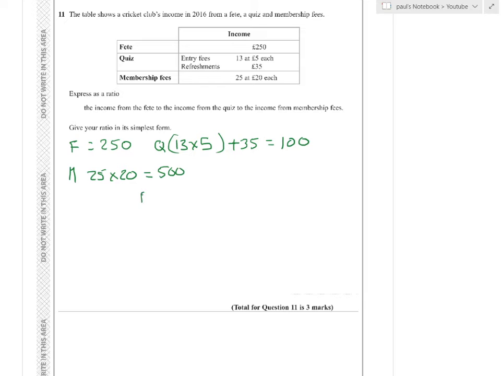So we've got 25 times 20, which is 500. So fete, quiz, membership. We've got 250, 100 and 500. Simplest form. So let's divide by 10. So we get 25, 10, 50. Oh, we can divide by 5, can't we? So that gives you 5, 2, 10. Yeah, that's as small as we can go with that one.